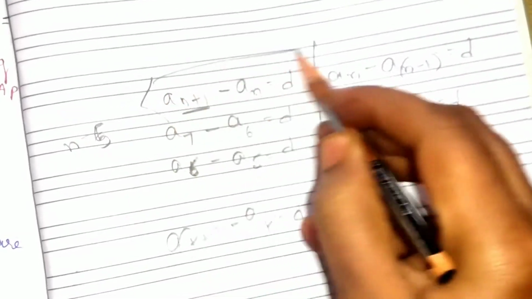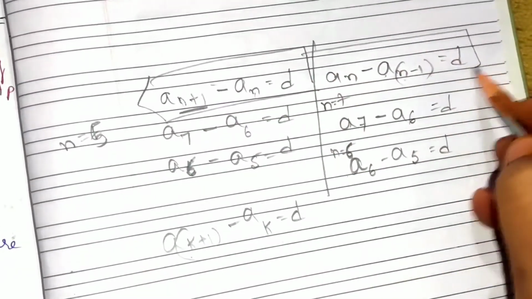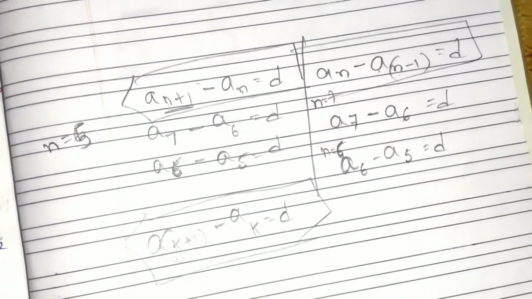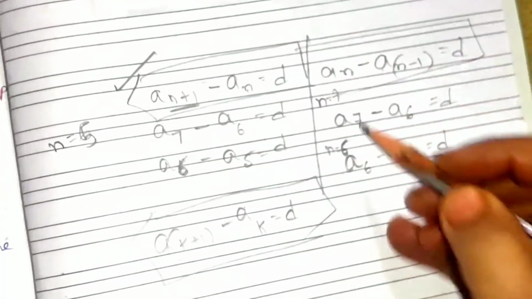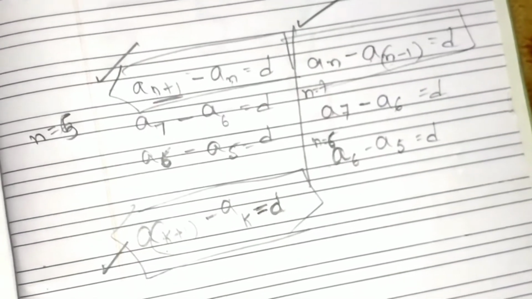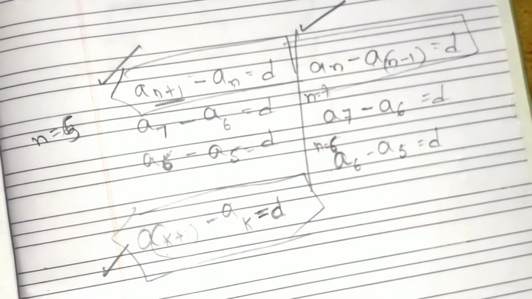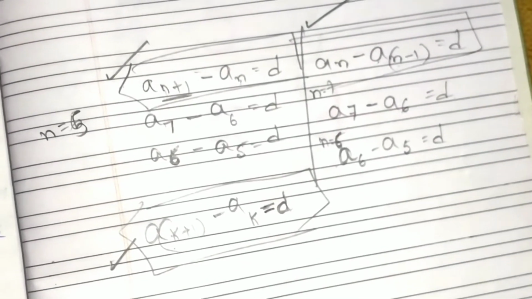All three are the same. They are the general formula for d. You can write either this or this. All three will give you the same meaning. Hope this doubt is clear to you all.